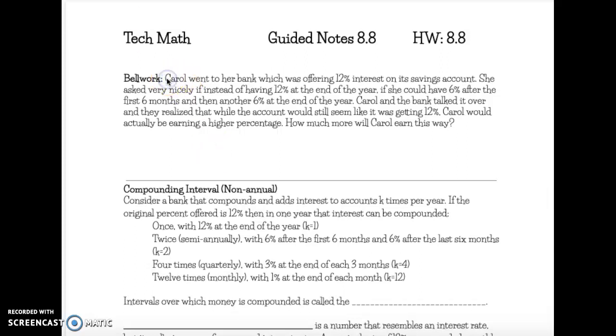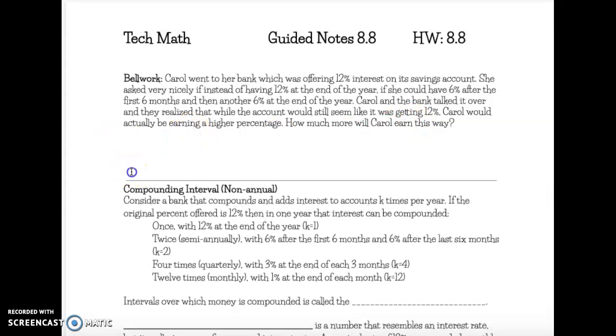So let's read through the situation for Bellwork. Carol went back to her bank, which was offering 12% interest on a savings account. She asked very nicely if instead of having 12% at the end of the year, she could have 6% after the first 6 months and then another 6% at the end of the year. Carol and the bank talked it over and they realized that while the account would still seem like it was getting 12%, she'd actually be earning a higher percentage. How much more will she earn this way?